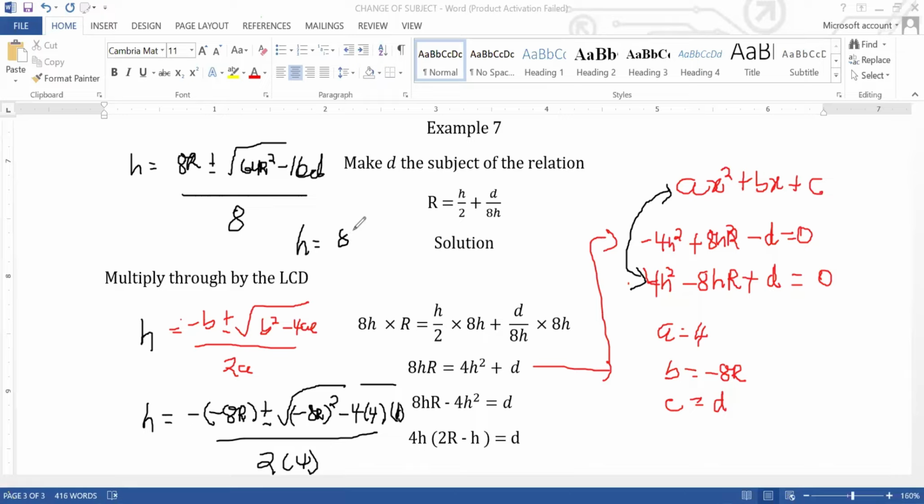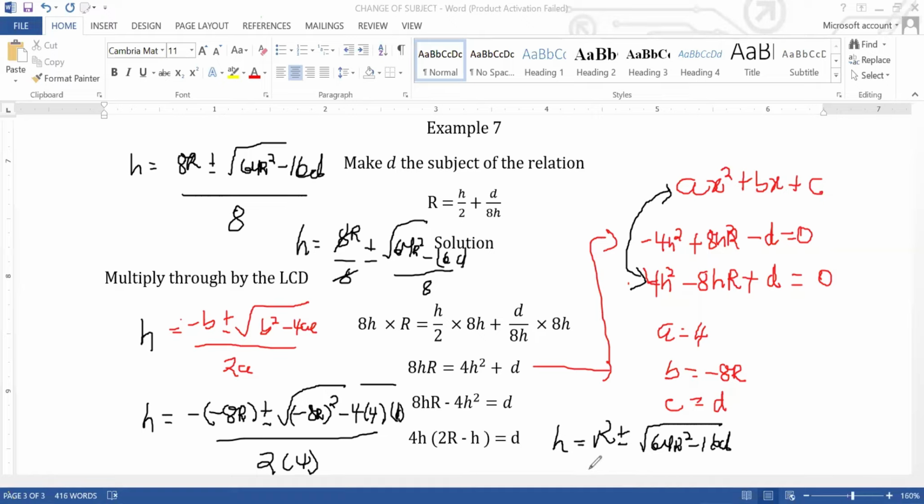So you have 8R all over 8 plus or minus the square root of 64R squared minus 16D all over 8 times 2. This 8 cancels this 8. And finally, our answer becomes H is equal to R plus or minus the square root of 64R squared minus 16D all over 8. That becomes the answer.